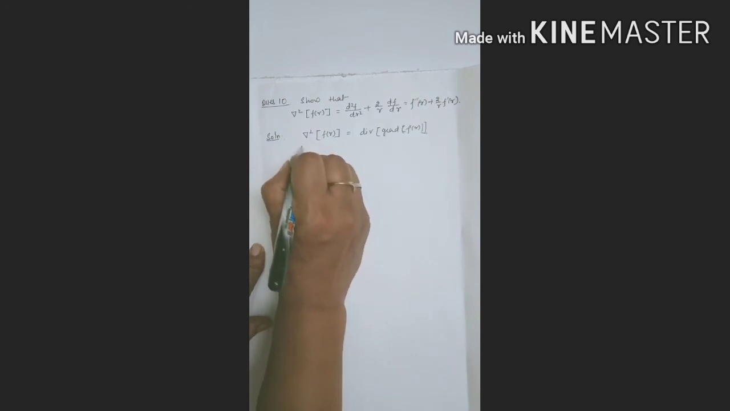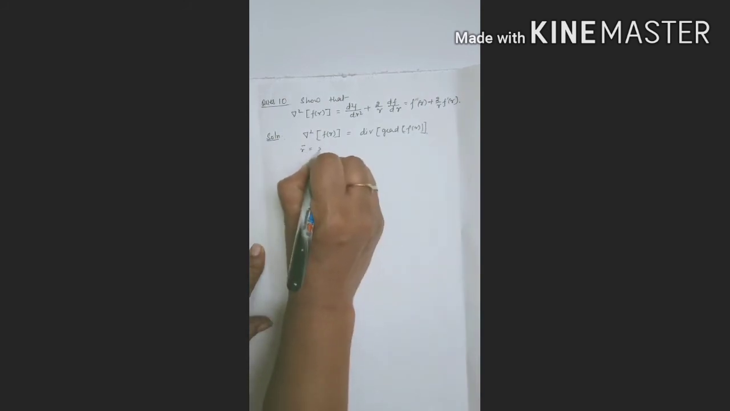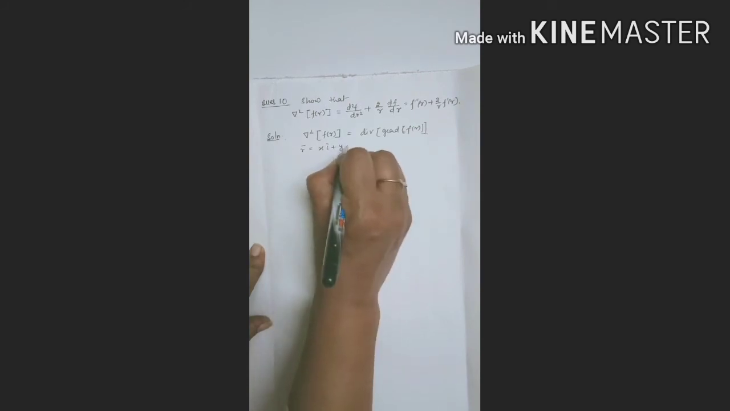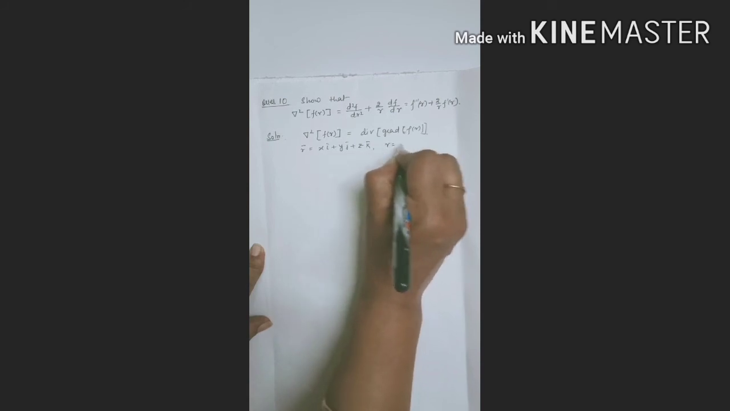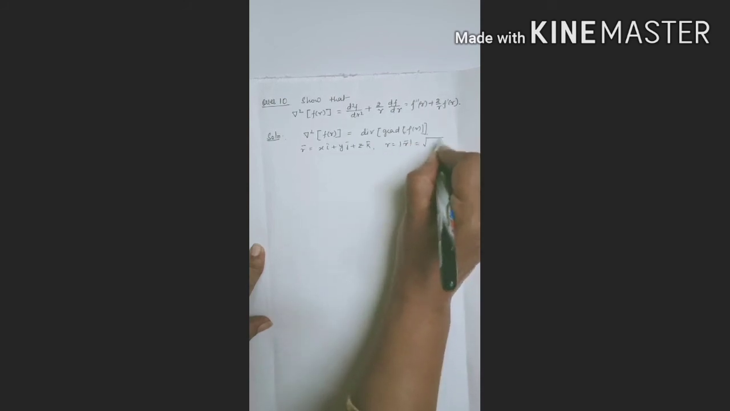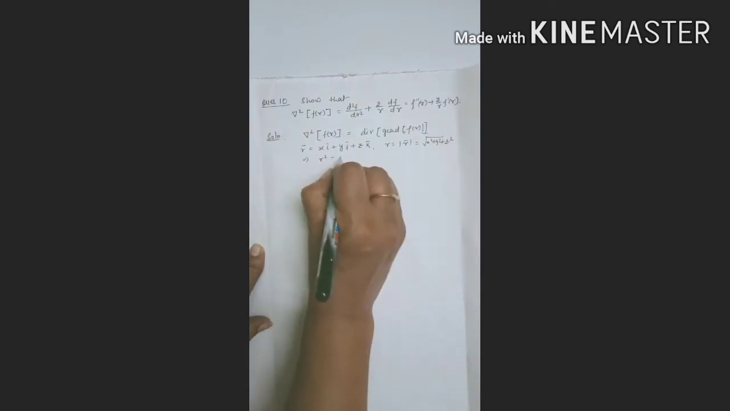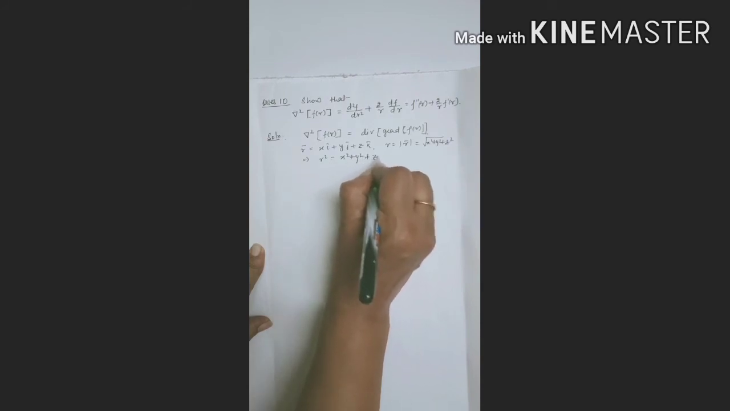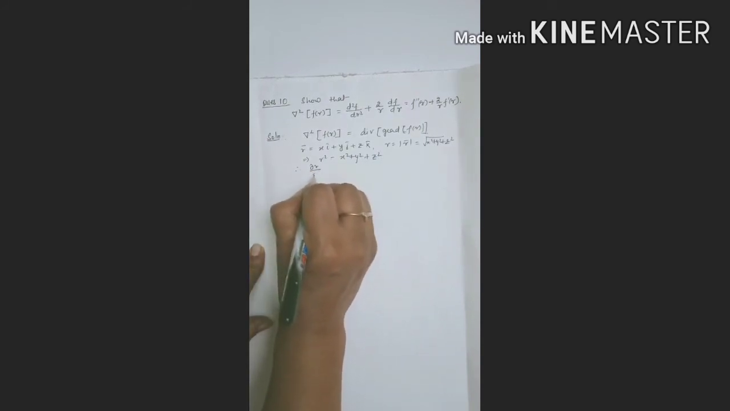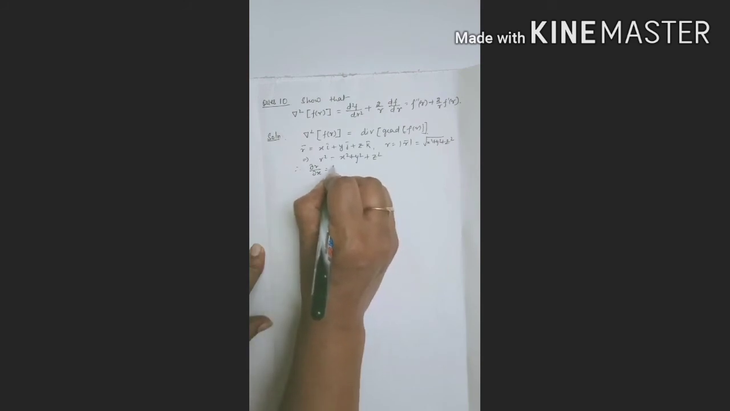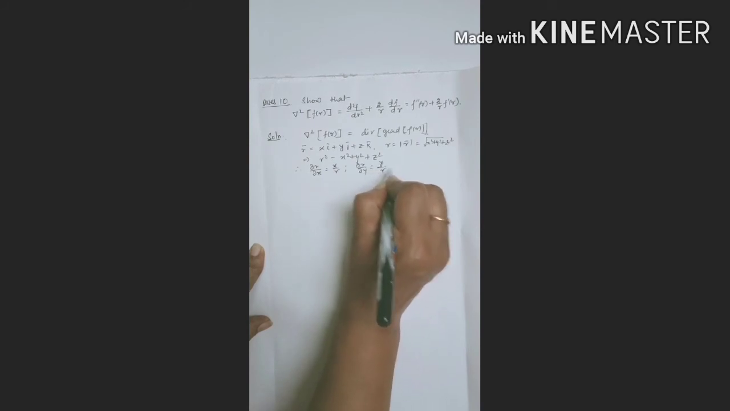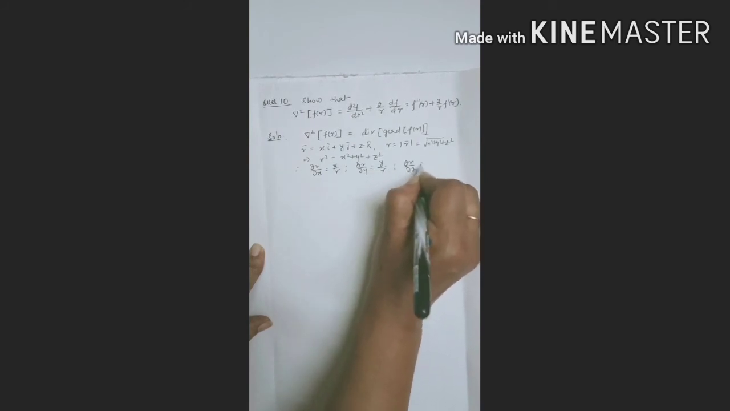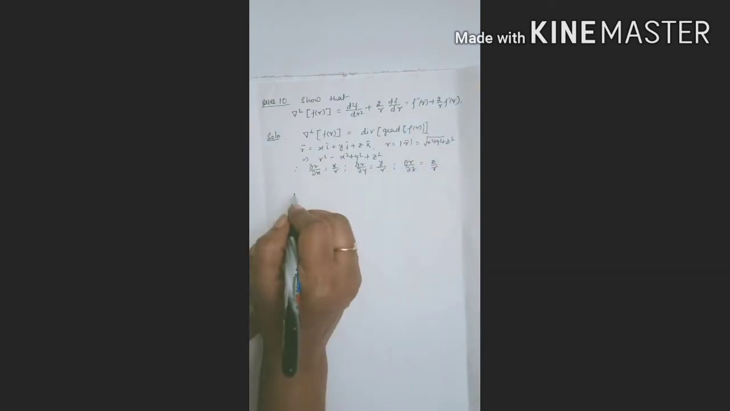Now what is vector r? In every question, vector r is nothing but xi plus yj plus zk, the position vector of a general point, and mod of vector r is under root x square plus y square plus z square, which implies r square will be x square plus y square plus z square. Therefore del r by del x will be x by r, del r by del y will be y by r, and del r by del z will be z by r. This is common to all the problems.